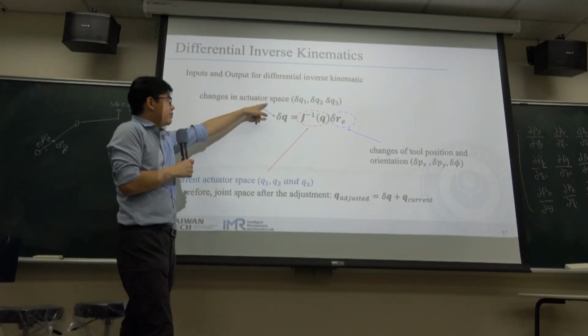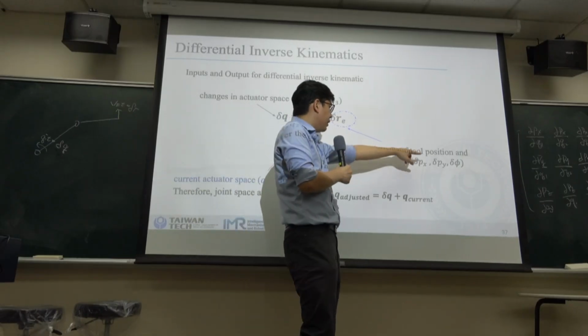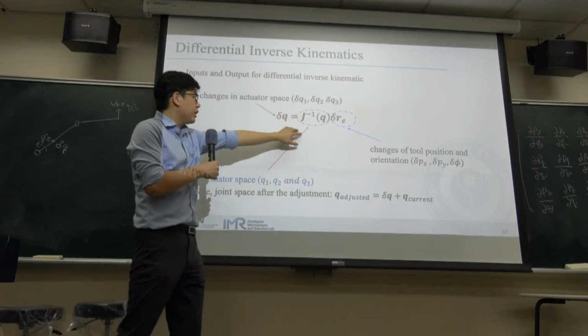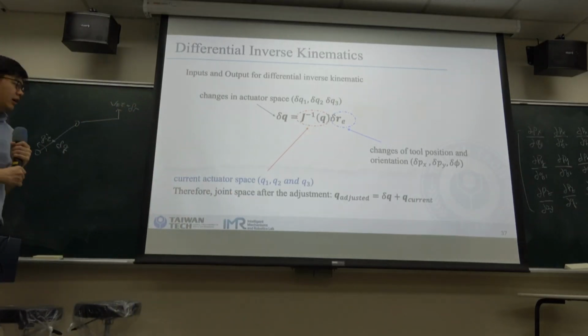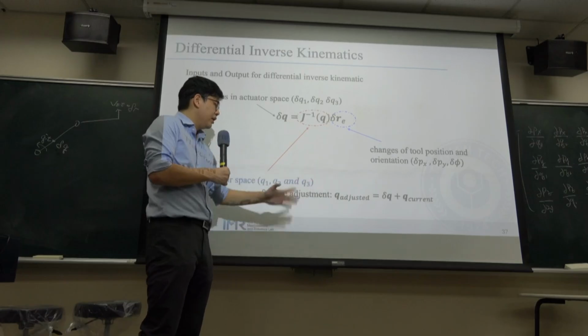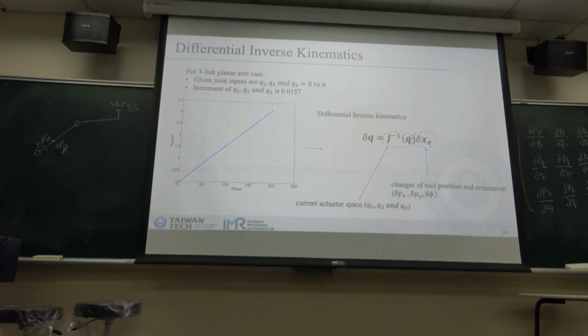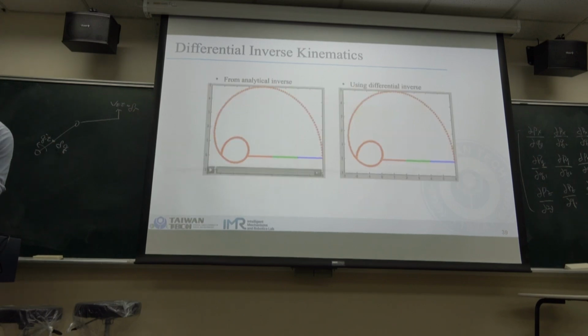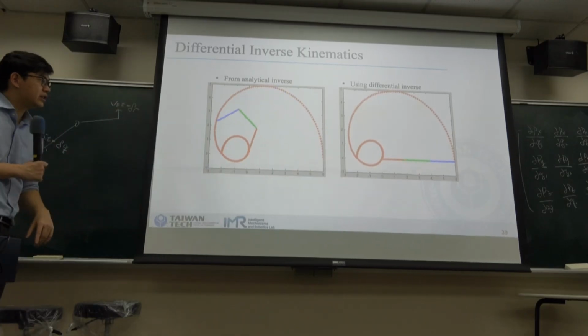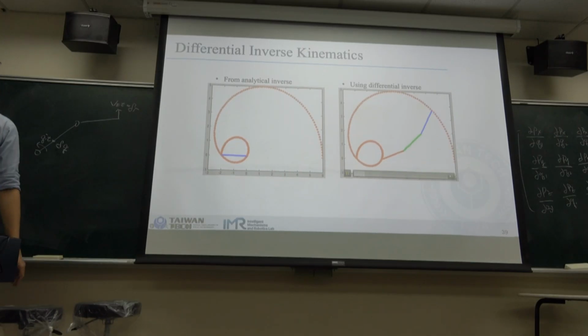So this is the change in actuator space, which means the change in your theta. Delta E means the change of the end effector, and in between is your Jacobian inverse. And this is the current actuator space. Therefore the joint space after the adjustment should be this change plus the current. So this is the Jacobian inverse, and we can compare it with the analytical inverse. Because this one is very simple, the Jacobian inverse, the differential inverse, is almost the same.